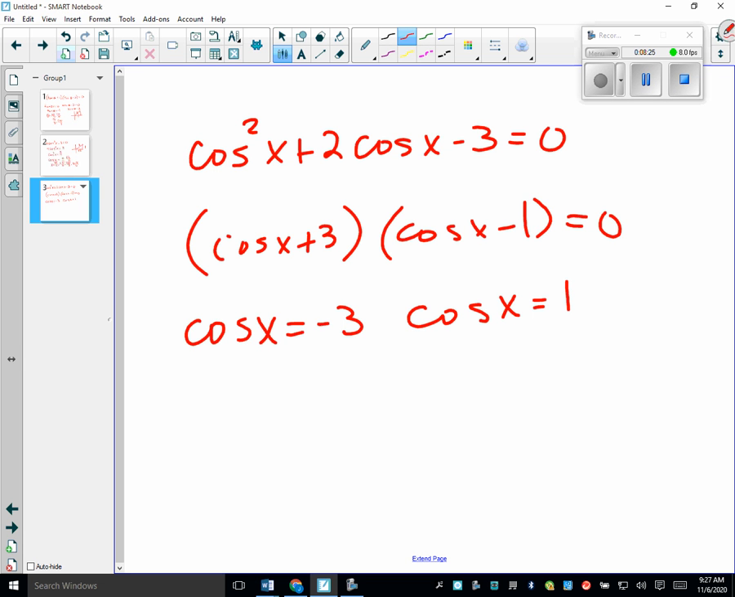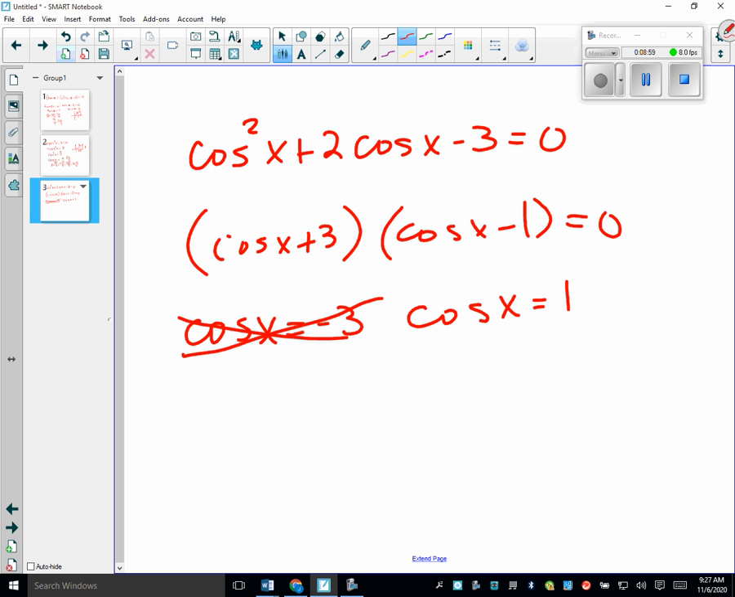Now, tell me when cosine is -3. Wouldn't it be more than? No. What's a good question, Miss Coughlin? I don't know. How high does cosine go? How low does cosine go? So does it ever go to -3? No. So x equals all, because they said all right here.